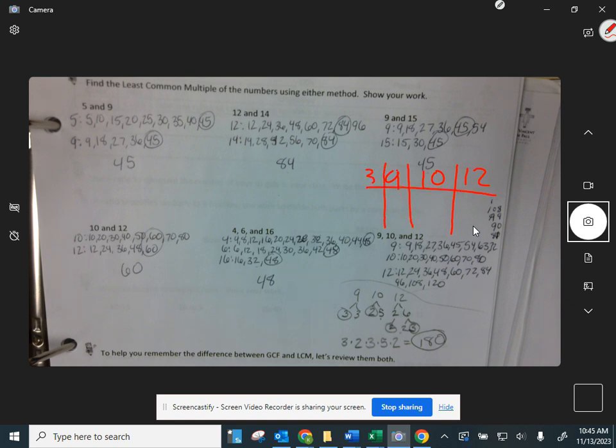I could have pulled a 3 out. 9 divided by 3 is 3. I can't divide 10 by 3. 12 divided by 3 is 4. Then I can pull a 2 out. Can't divide my 3, but I can divide 10 by 2.